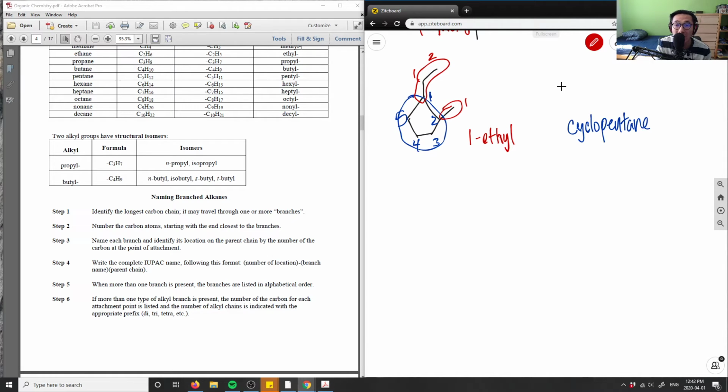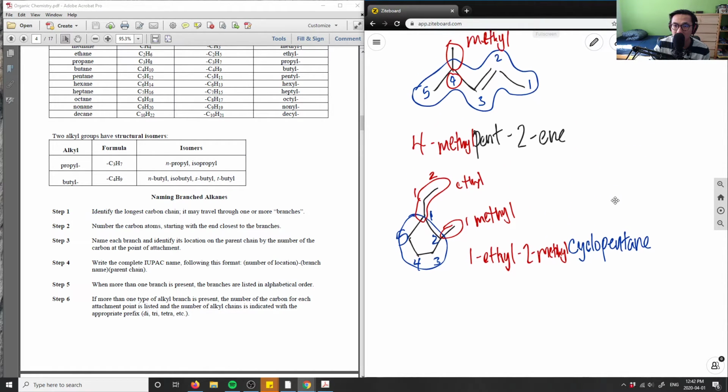So again, 1 is meth. So this would be a methyl group. So this is an ethyl group at 1, and this is a methyl group at 2. So it would be 1-ethyl, dash, and then you write 2, dash, and then write methyl to fill this up. So this is 1-ethyl-2-methylcyclopentane, which would be our correct answer for number 2 here in this case.